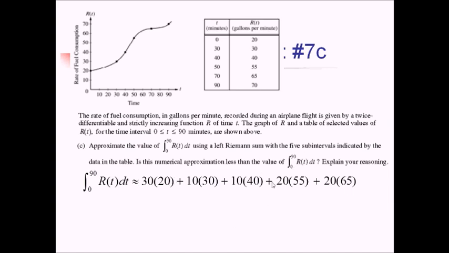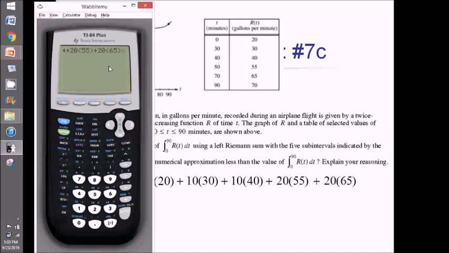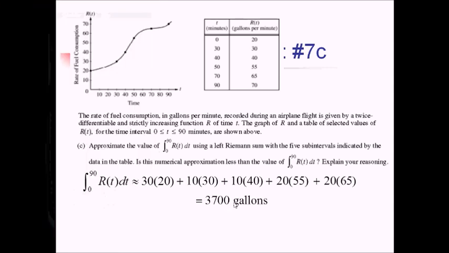So I'm going to do all this on the calculator. This was actually a calculator question. So plugging all that in the calculator gives me an end result of 3,700 gallons. And is this over or under?